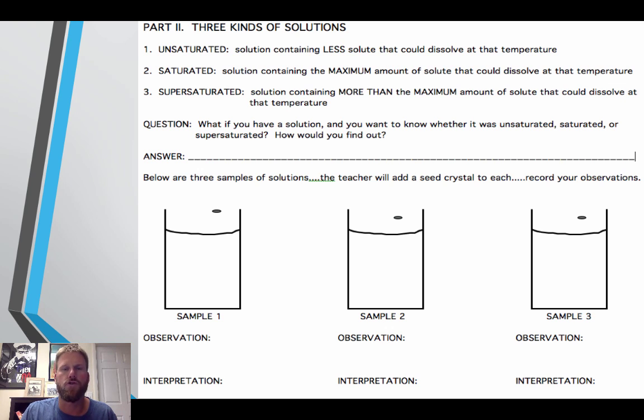An unsaturated solution contains less solute than could possibly be dissolved in that solvent. A saturated solution contains the maximum amount of solute that could be dissolved in the solvent at a particular temperature, and a supersaturated solution actually contains more solute than what should be dissolved in the solvent at a particular temperature. The way to test for the different types of solutions is to add a seed crystal to the solution and observe what happens.